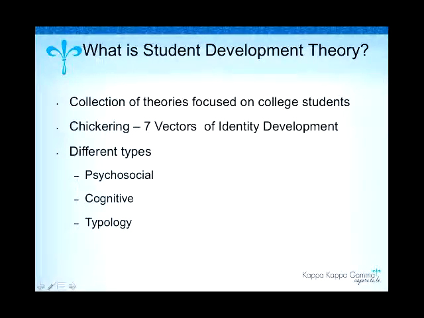And Chickering is one of the founders of student development theory in our field. And I thought this would just be a really good introduction. Chickering has 7 vectors that he believes students travel through to reach identity development. And most of this development occurs during the years that students spend on our campuses. And so I'm just going to walk through these 7 really quickly.